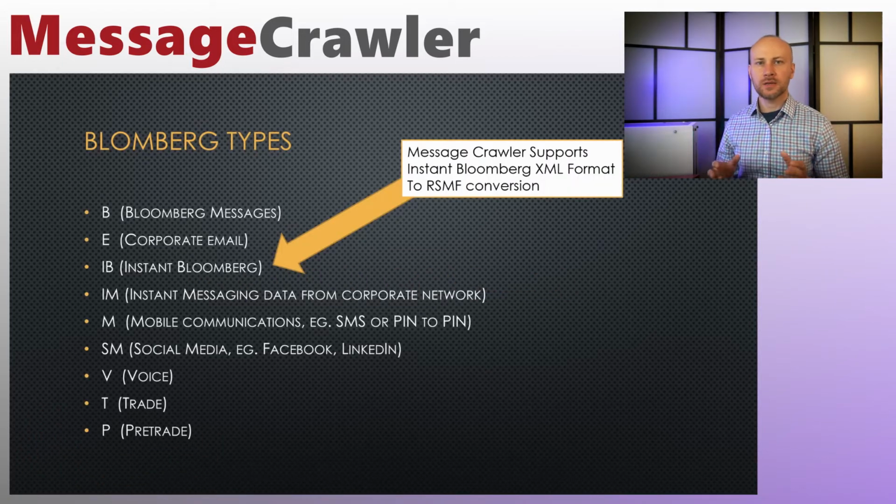Now, there are lots of different sources that can be exported from Bloomberg. There are Bloomberg emails, there's a corporate email, mobile communications, trade, pre-trade, all kinds of stuff. What we're talking about is what's called instant Bloomberg. It is instant communication messages that are saved as an XML file format. What we want to do is take those, convert them into RSMF, and load to Relativity.